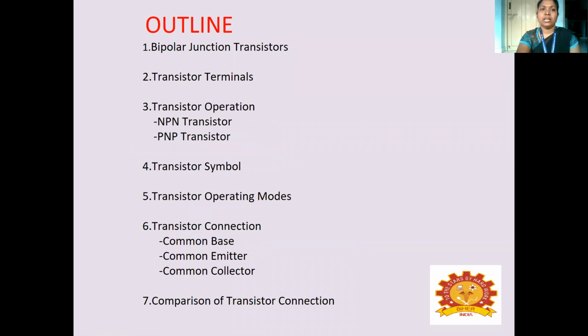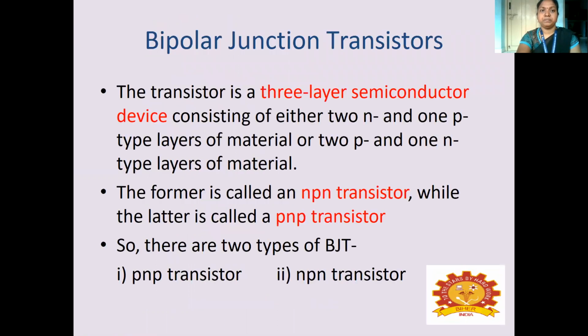So we will see the outline. First, the bipolar junction transistor and the terminals of the transistor, transistor operation, that is both NPN and PNP transistor. Next, transistor symbol, transistor operating modes and transistor connection, that is common base, common emitter, common collector. And finally, the comparison of transistor connections.